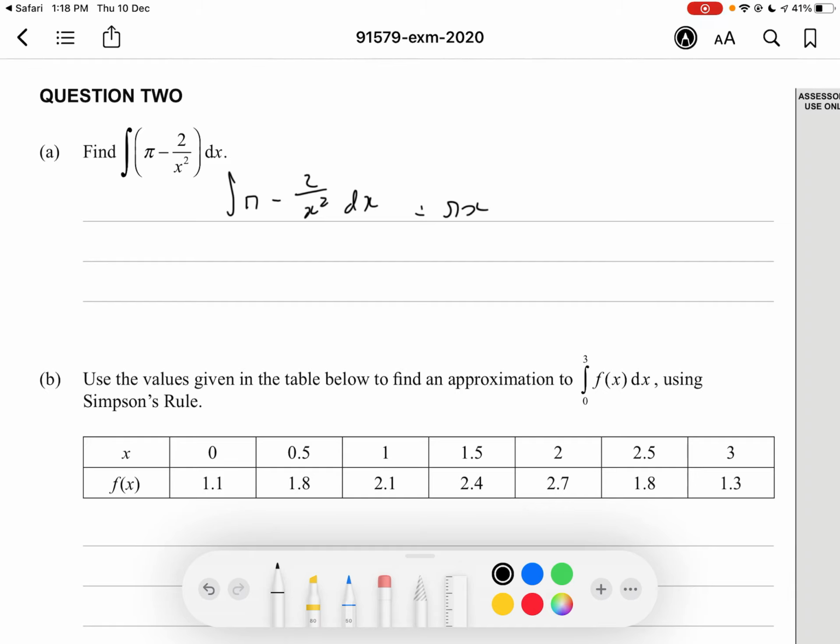And if we rewrite, okay, we just get too far ahead of ourselves. So we can rewrite this as pi minus 2x to the power negative 2 dx. And we can just use the power rule in this case. We increase the power by 1 and we divide by the new power. So in this case, we'll get pi x, and negative 2 plus 1 is negative 1. Negative 2 divided by negative 1 is just positive 2. So that's plus 2 over x plus c.